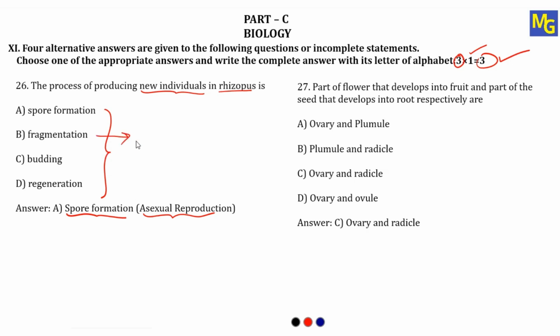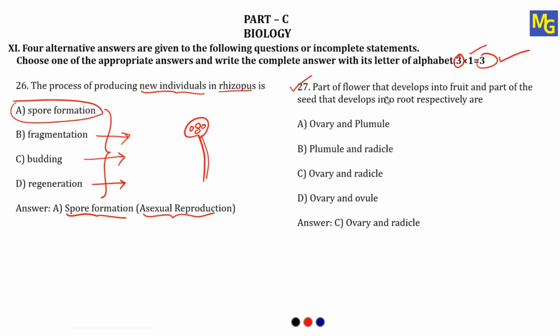Fragmentation we can see in case of Spirogyra. Budding we can see in case of Hydra or Amoeba. And regeneration we can see in case of Planaria. But the spore formation method we can see in Rhizopus. You may have seen there will be a filament like this and a sporangium. In this sporangium there will be spores. So this is the method where we see new individual formation in Rhizopus. Now we'll see the next question, question number 27.